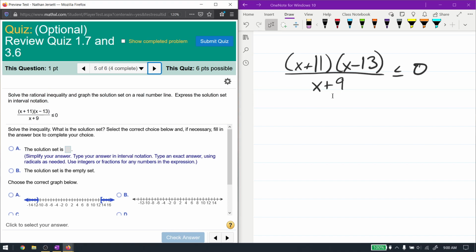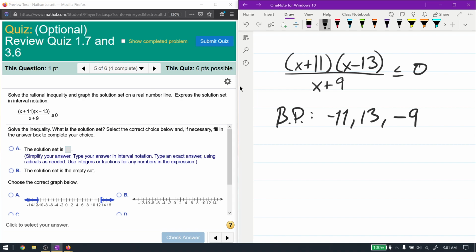So once you have everything factored, the x plus 11, this is the same thing as saying x equal to negative 11. That's our first boundary point. And then this one here, x minus 13, that is x equal to 13. 13 minus 13 is 0, so we get that. And then x plus 9, that's going to be negative 9. Negative 9 plus 9 is 0.